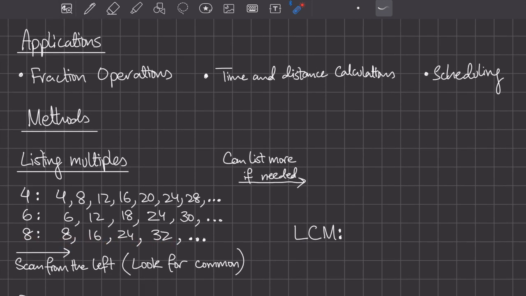Right now, we have just written a few of their multiples. We can extend these lists if needed. Now we scan through the three of them and look for a value that appears in all of them, starting from the left. Here, we can see that value is 24, and so that is our least common multiple, as it is the first value that is common in all three lists.